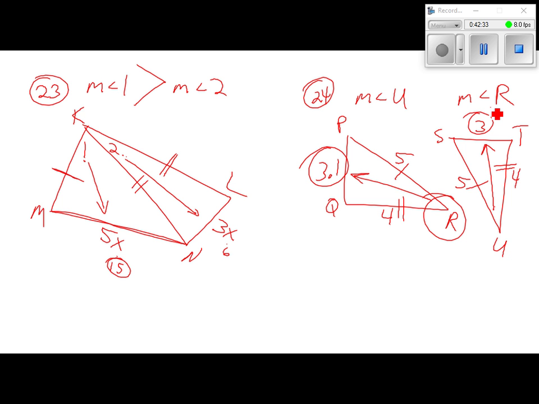So that means the less than symbol is going to go in there because the open end's got to go towards angle R.